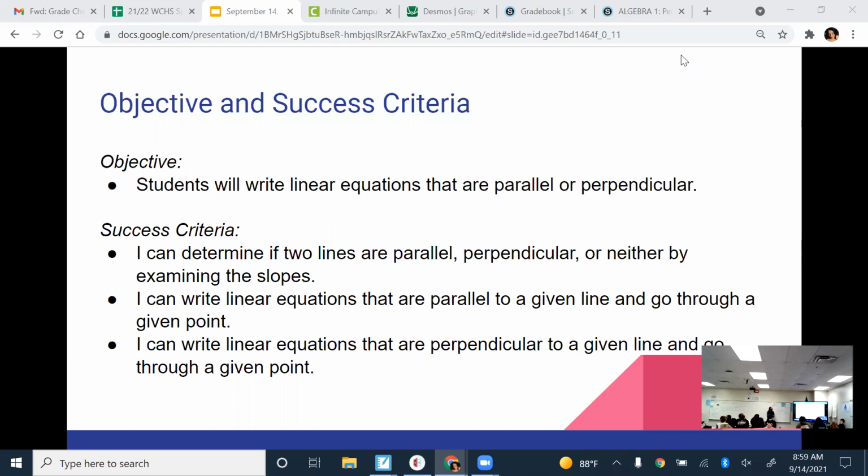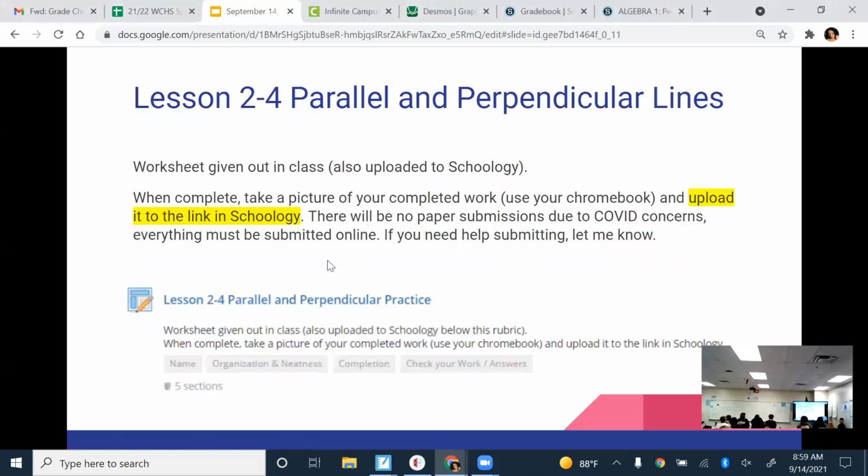Then you're also going to be tested on writing linear equations that are parallel or perpendicular to a given line. So if I say like y equals 2x plus 1, give me a line that's perpendicular to it and goes through this point. All right, that's almost word for word a question that's on your test. So being able to do those things is what you'll be tested on. Again, you picked up the worksheet for it. You won't be able to do the whole thing today. We're just going to kind of touch on it and finish the lesson tomorrow.